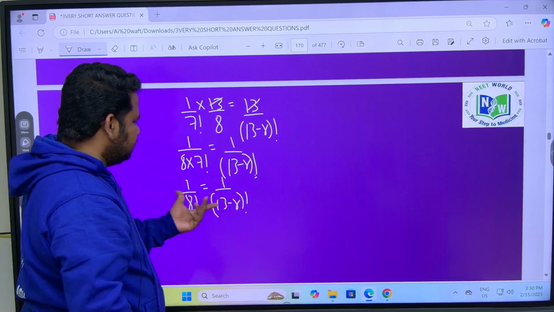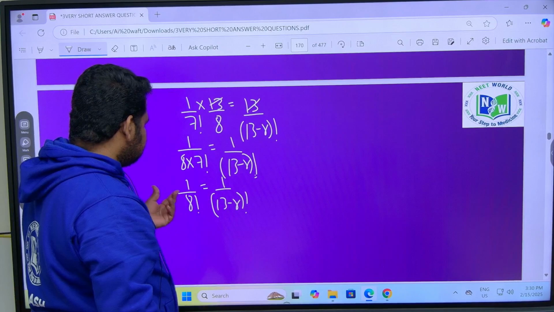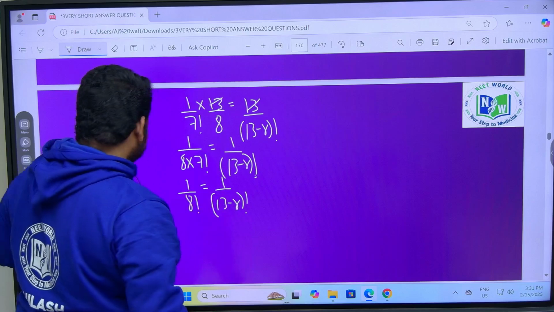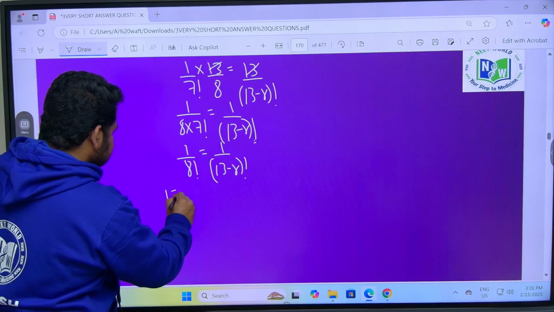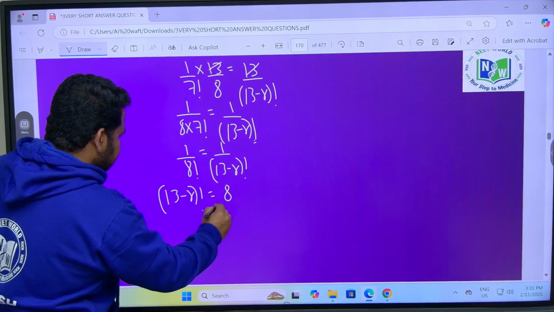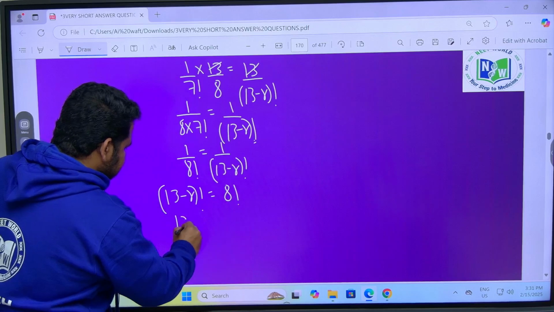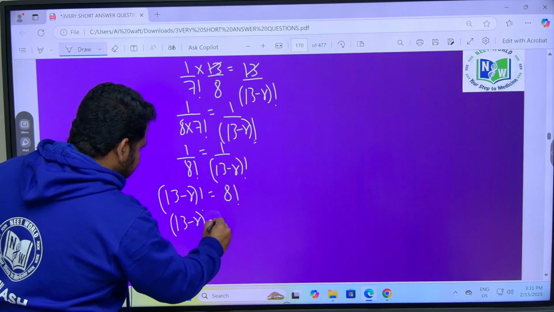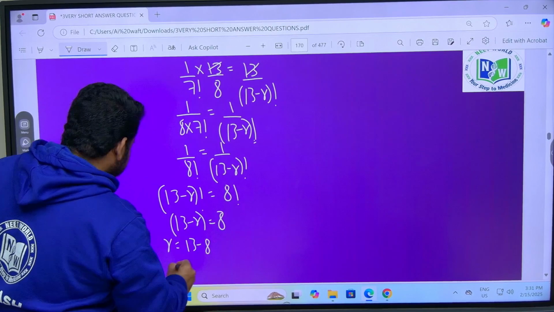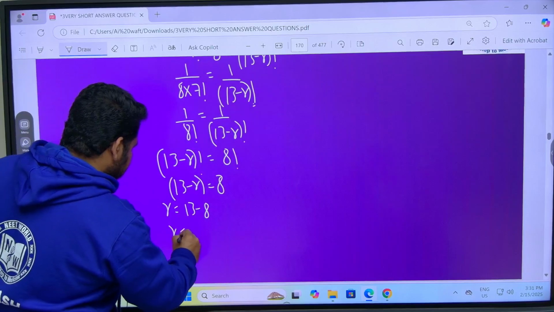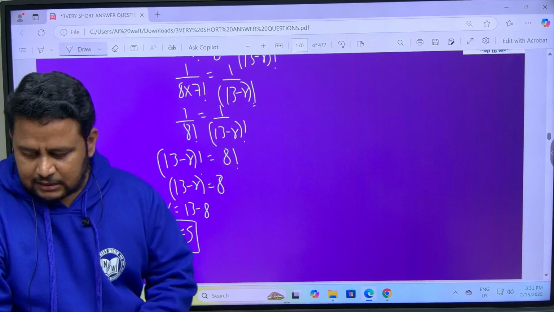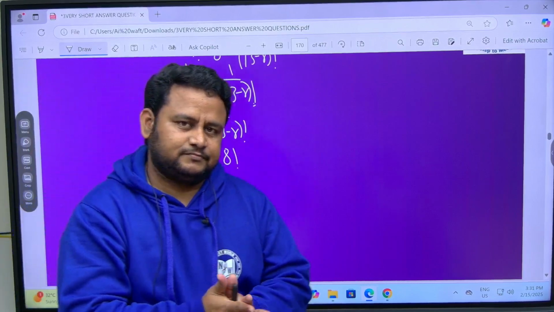So here the denominators are the same. Since this is equal, the denominators will be the same, so I can equate them. So 13 minus r factorial will be equal to 8 factorial. That means 13 minus r will be equal to 8. That means r will be equal to 13 minus 8, which means r will be equal to 5. That's it, friends. Got it?